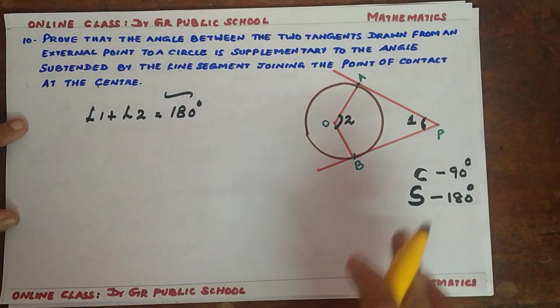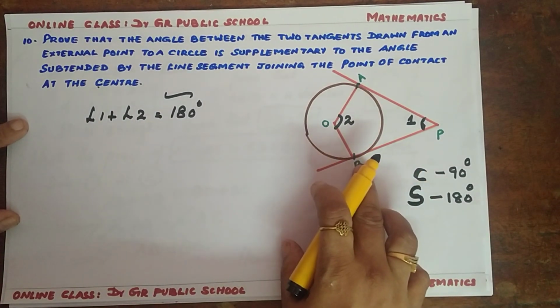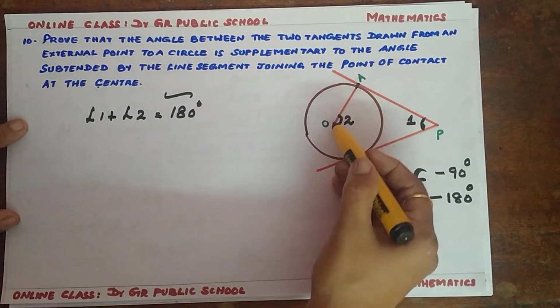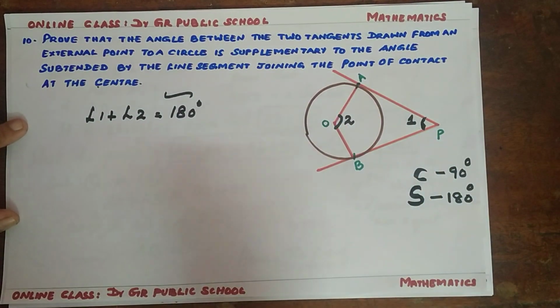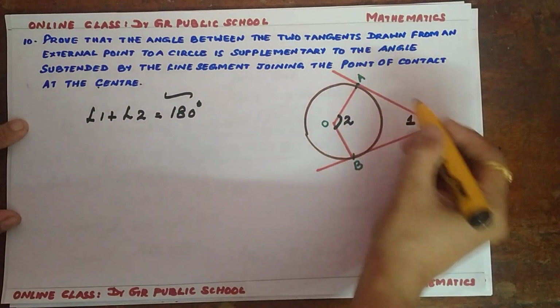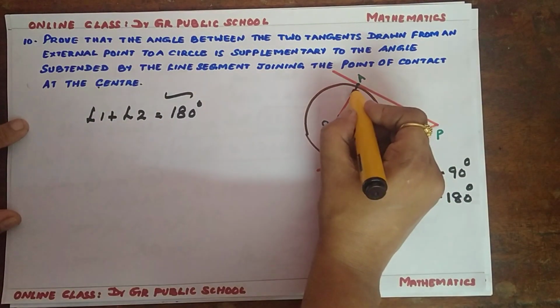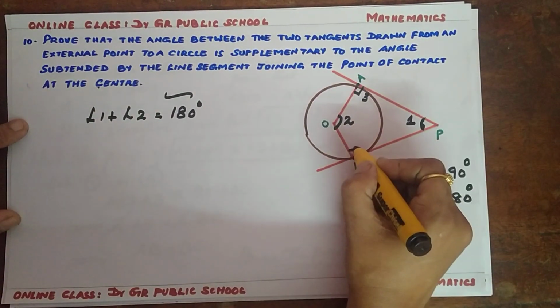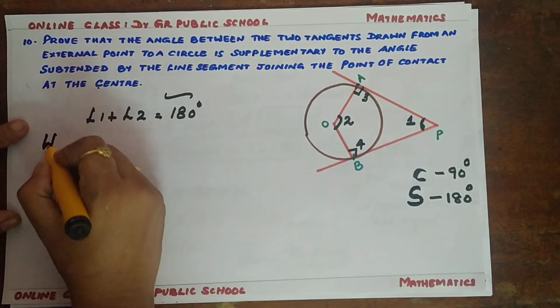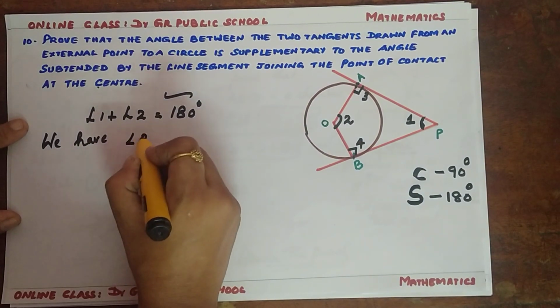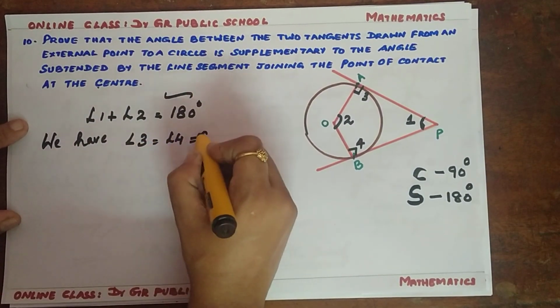Very important question. Actually, you did problems based on this in section 2. The angle between the two tangents is supplementary to the angle made by the points of contact at the center. So we want to prove angle 1 plus angle 2 equals 180 degrees. OAPB is a quadrilateral. I am going to take this as angle 3, this as angle 4. We have angle 3 equals angle 4, both equal to 90 degrees.